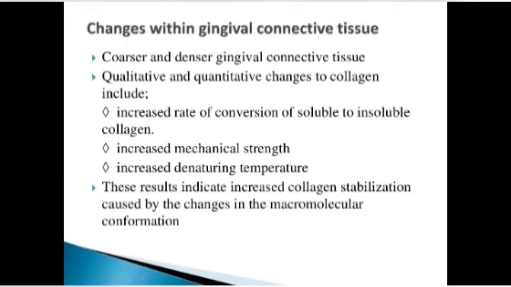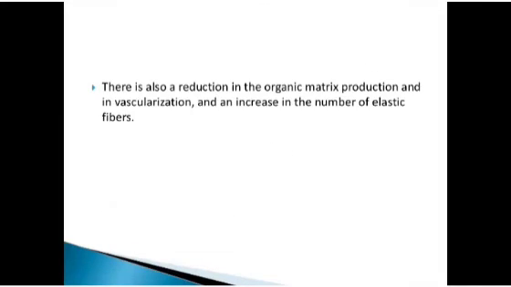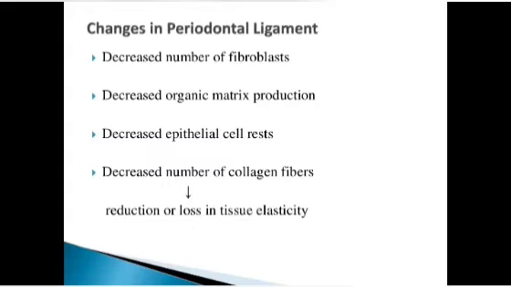Changes within the gingival connective tissue: coarser and denser gingival connective tissue. Qualitative and quantitative changes to collagen include an increased rate of conversion of soluble to insoluble collagen, increased mechanical strength, and also increased denaturing temperature of the collagen. These results indicate increased collagen stabilization caused by changes in the macromolecular conformation. There is also reduction in the organic matrix production and in vascularization, and an increase in the number of elastic fibers.